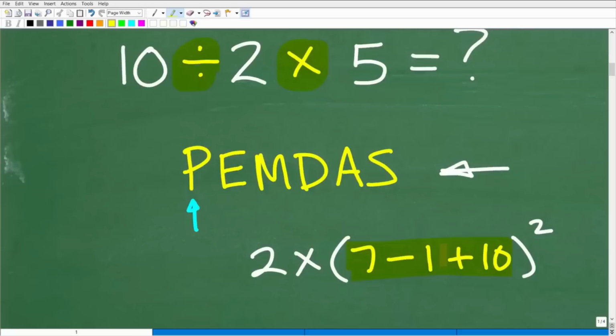Now, in this particular case, we don't have any parentheses, so you just constantly scan this little acronym to see what you have. Sometimes you have parentheses, and you look at what's inside the parentheses. Let me show you that real quick.